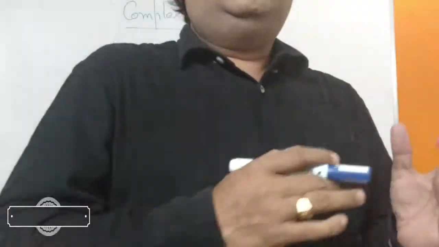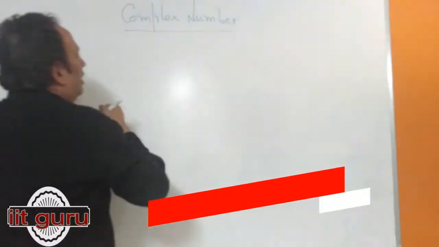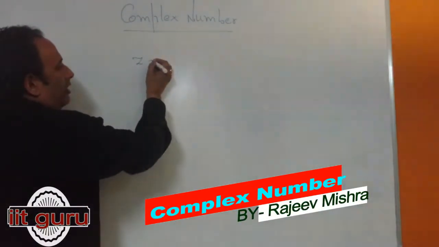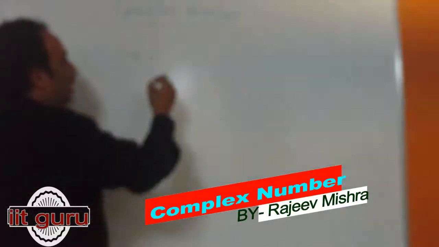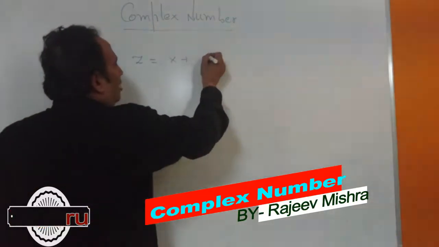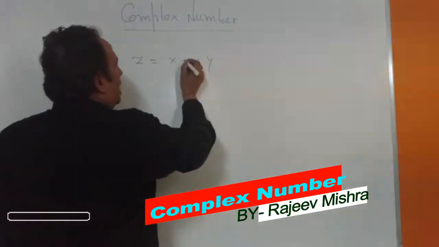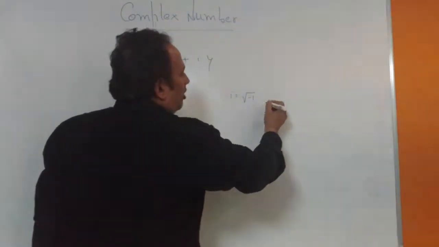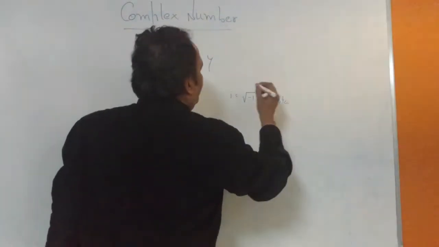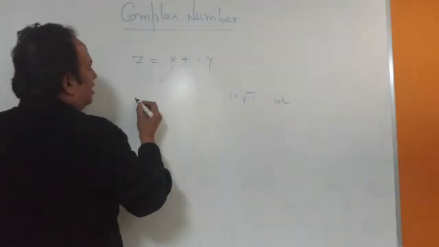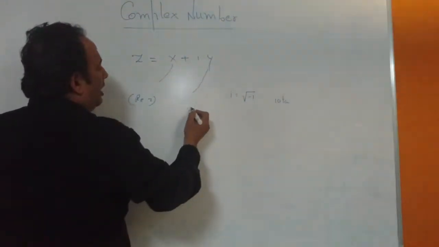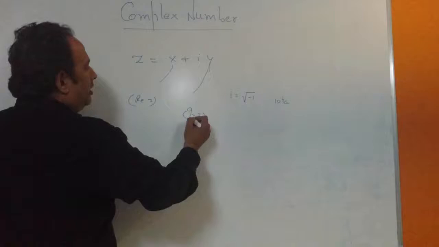We need to know what a complex number is. A complex number is a mixture of a real and an imaginary number. It is denoted by the letter z, and z equals x plus iota y. Here iota, i, is equal to the square root of minus 1, also known as iota. So x is the real part of z, and y is the imaginary part of z.